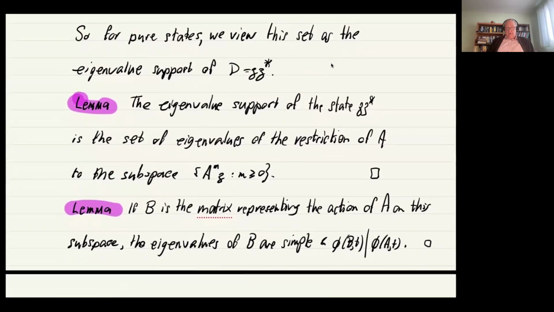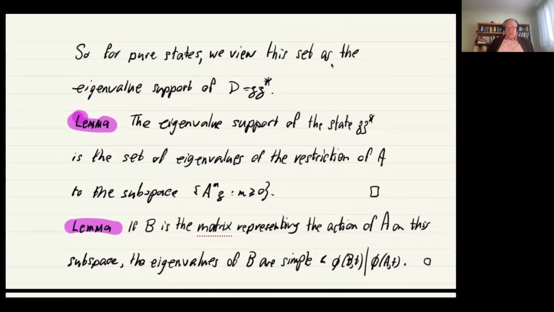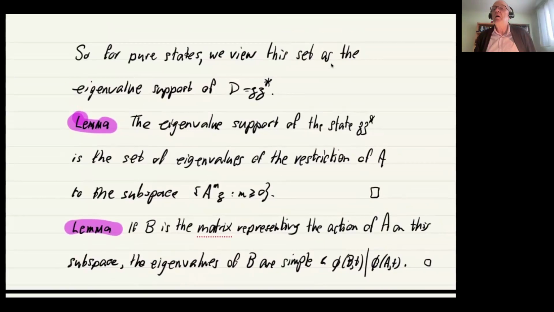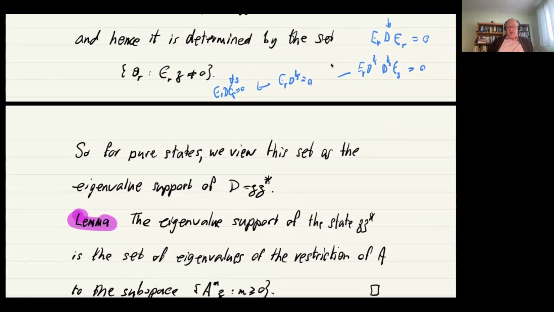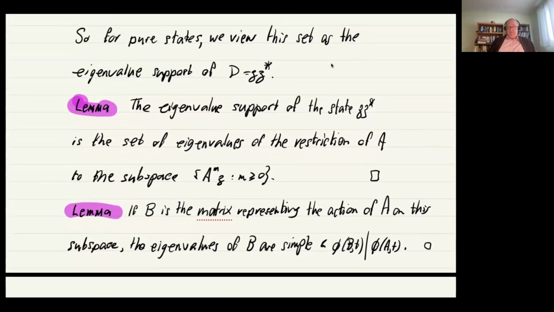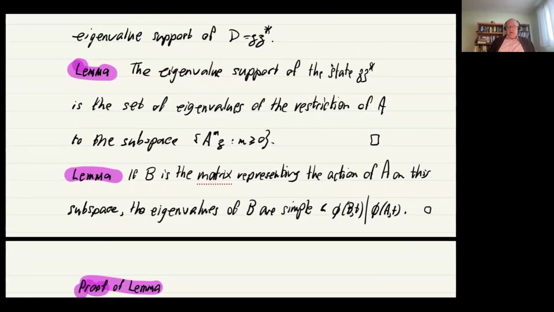Okay, I'll state the theorem. How am I doing for time? So when I talk about the eigenvalue support of a pure state, I'm basically going to mean this: the set of eigenvalues theta_R such that the projection of the vector Z is non-zero. And the eigenvalue support of the pure state is the set of eigenvalues of the restriction of A to the subspace generated by applying powers of A to Z.